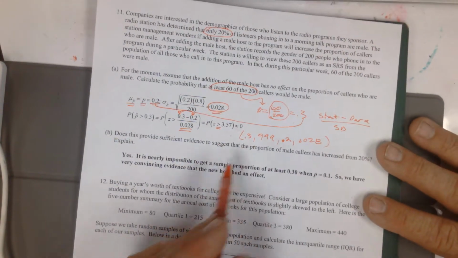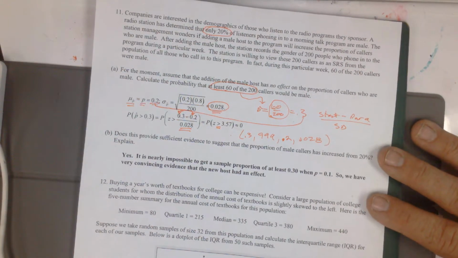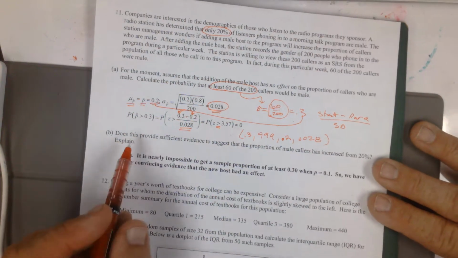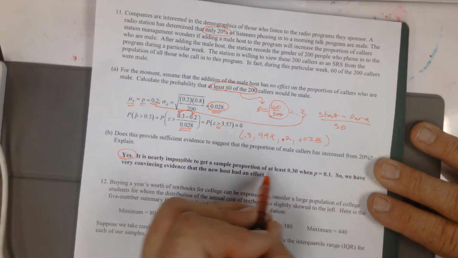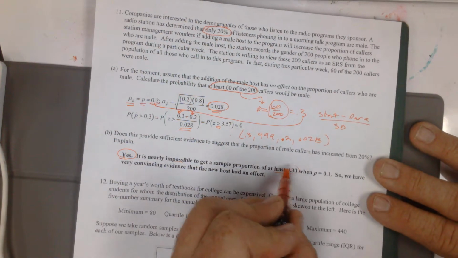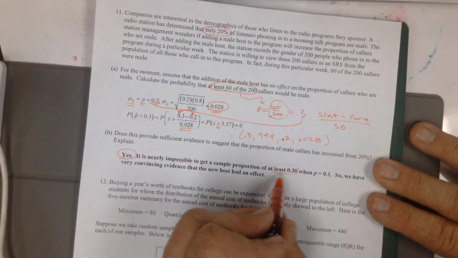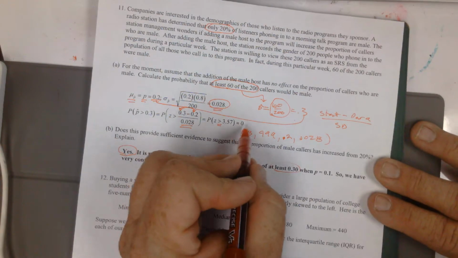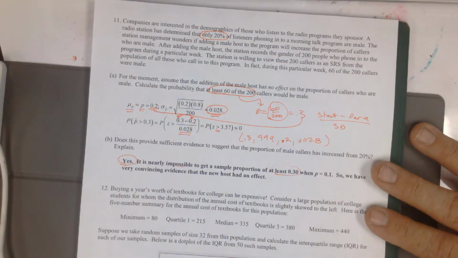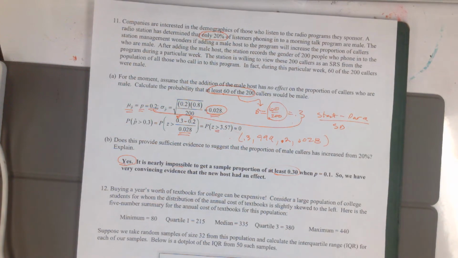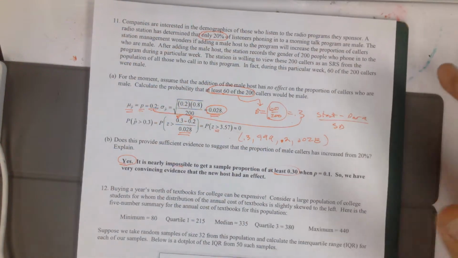Okay? Does it provide sufficient evidence to suggest that the proportion of male callers has increased from 20%? Explain. Yes, it does. It's nearly impossible to get a sample of at least 0.30. What's the percent chance of getting at least 0.30? 0. So there's very convincing evidence that the new host had an effect, because there's no chance of getting a 0.3. So definitely the new host had something to do with it.